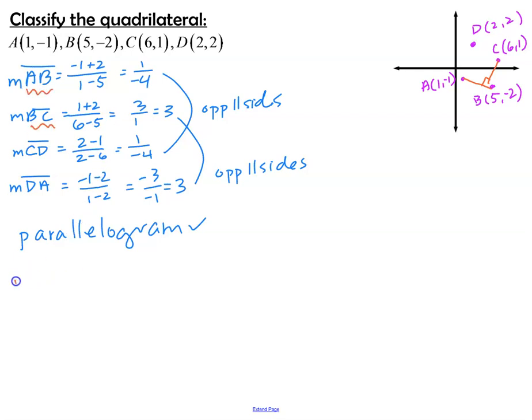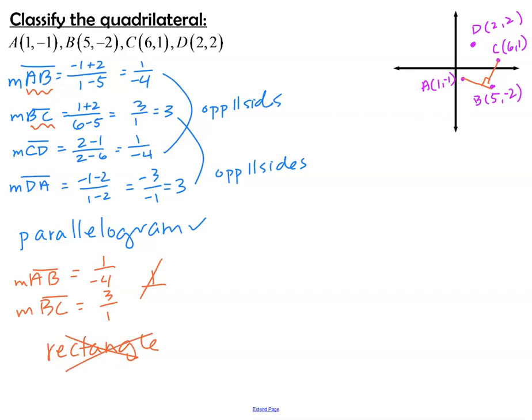When we compare those slopes, the slope of segment AB, which is equal to 1 over -4, and the slope of BC, which is 3 over 1, you can see that these are opposite but not reciprocal. Because these are opposite but not reciprocal, that means they are not perpendicular. So this is not a rectangle. We can put a big X through the rectangle option.